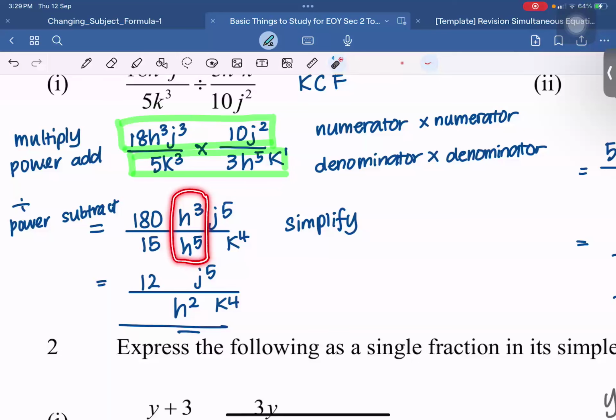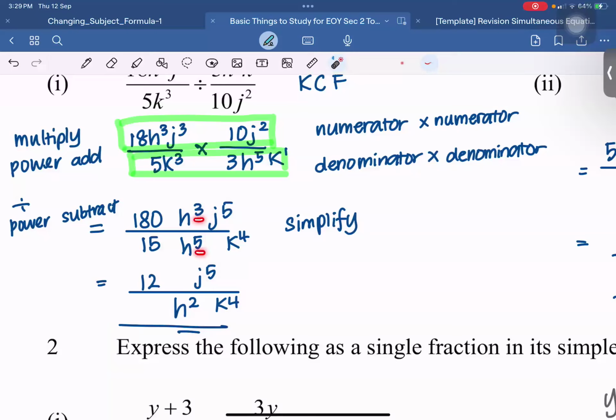h cubed and h^5. Which one has a higher power, the top or the bottom? Can you all switch on your mic and talk to me? I don't like to talk to myself. Which one has the higher power, the top or the bottom? The bottom. Yes, thank you, the bottom.